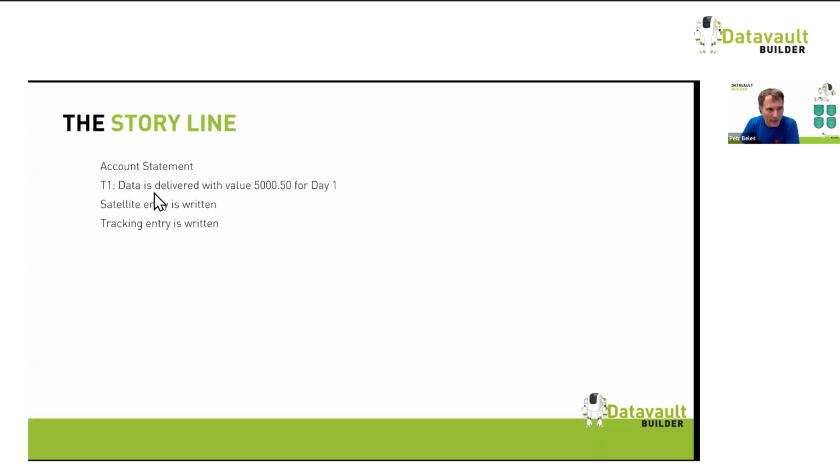So what happens? The data arrives the first day. It will be for the 1st of October, end of day statement. We will write into the satellite that this customer has 5,050 on his savings account, whatever, because I didn't even include the currency. So let's assume whatever your local currency is. And we will write a tracking entry to say on day one, we have seen this value. And we will see in the next step why this is very important.